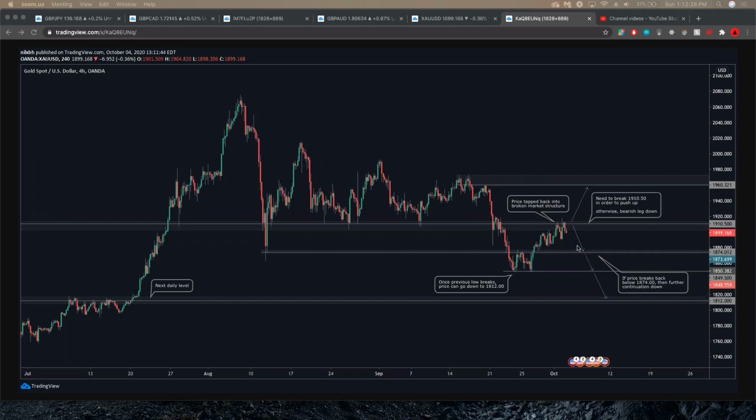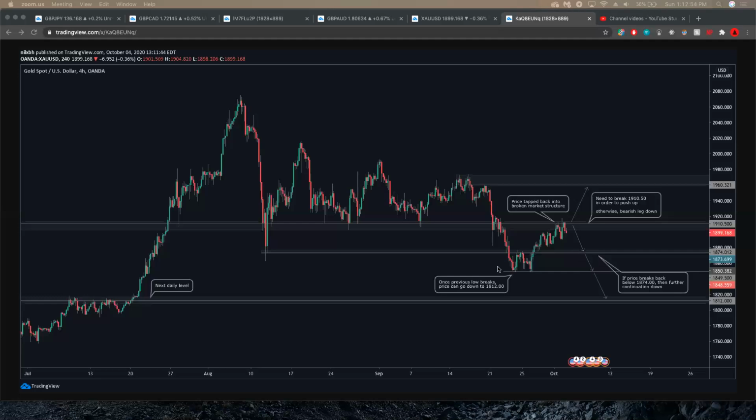So what we're looking for is essentially the same thing. 1910.5 is a major level. We need to break that in order to push up, right? Otherwise, market is still making bearish structure in the higher time frames, right? So it can reject 1910 and head down to 1874.0 first. And once that breaks, that's going to confirm to us that that lower high has been made. And then we can push down to 1850.